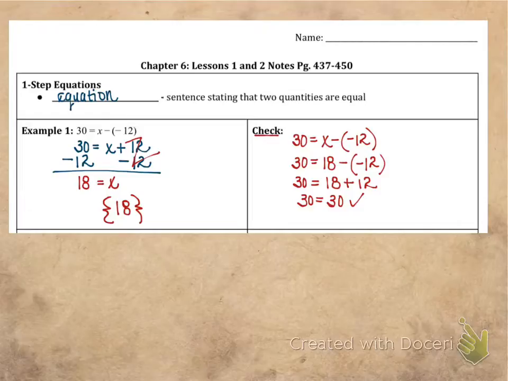What you want to do is leave the check if it doesn't work. That's an indication to go back to your work and check your answer. You don't want to fudge checks or do a fake check. That tells me that you understand maybe your answer's wrong, and if you have time on a quiz or test, you can go back and check your work.